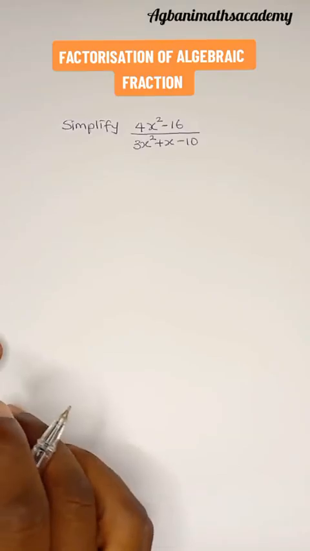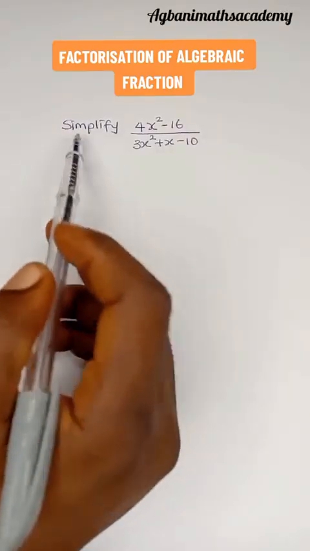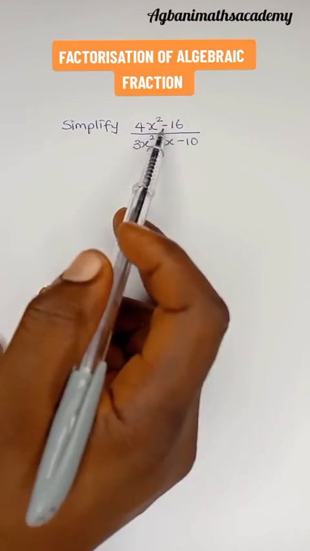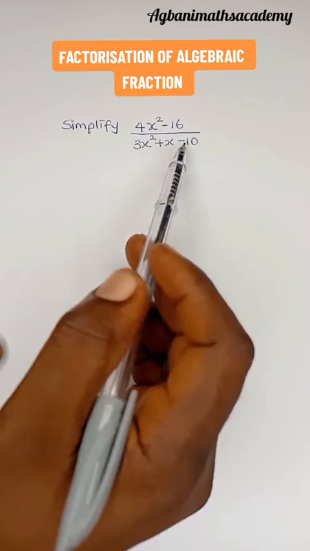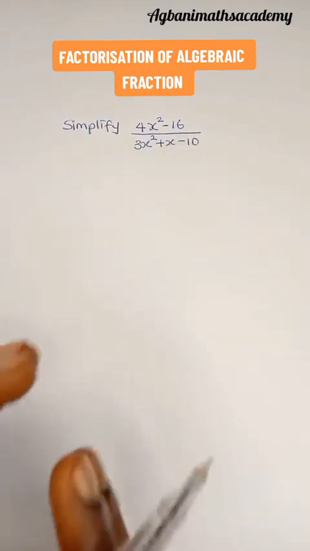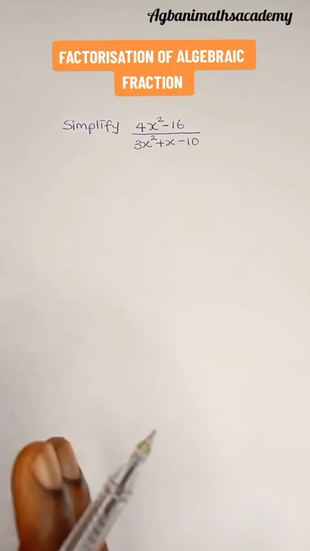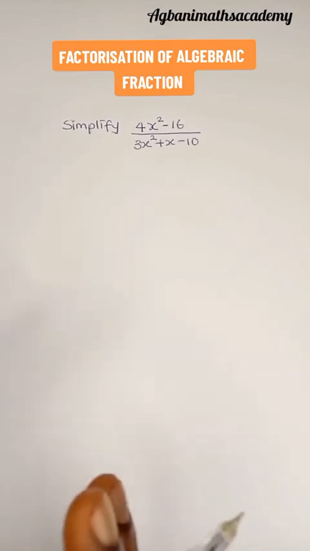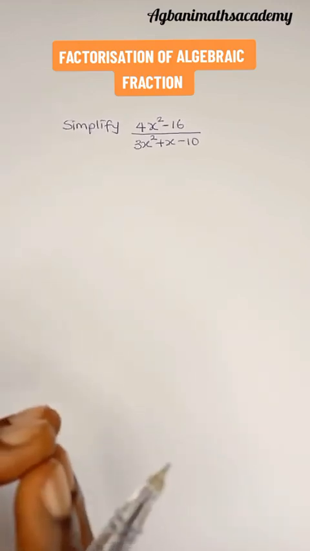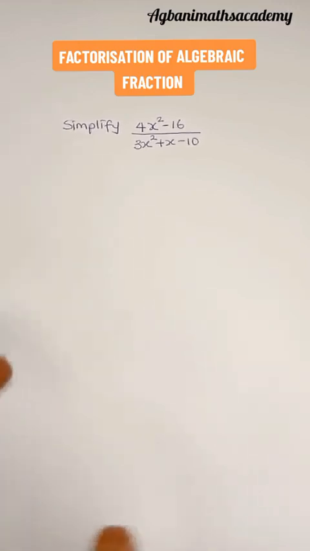Hi guys, let's solve this simple question that we have here. We are told to simplify 4x squared minus 16 all over 3x squared plus x minus 10. What we are going to do in this question is solve the numerator and the denominator separately. Then after we factorize them, we bring them back together and see what we can cancel out.